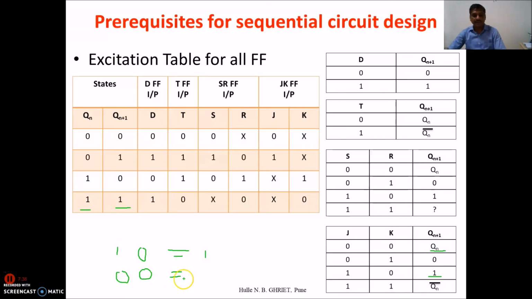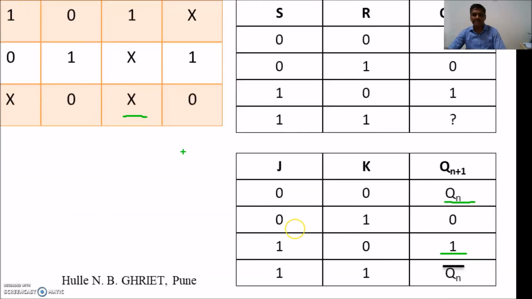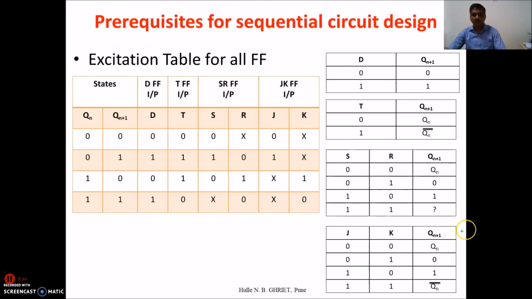If we apply the 1 1 input, or the input 0 0, the previous state will be maintained. Means this is the condition, that is nothing but don't care and 0, to have a transition of the state from 1 to 1. That's why the excitation or input applied is don't care and 0. Don't care and 0 will be the excitation or input applied to the JK flip-flop. That's all about the prerequisite required for the sequential circuit design. Thank you.